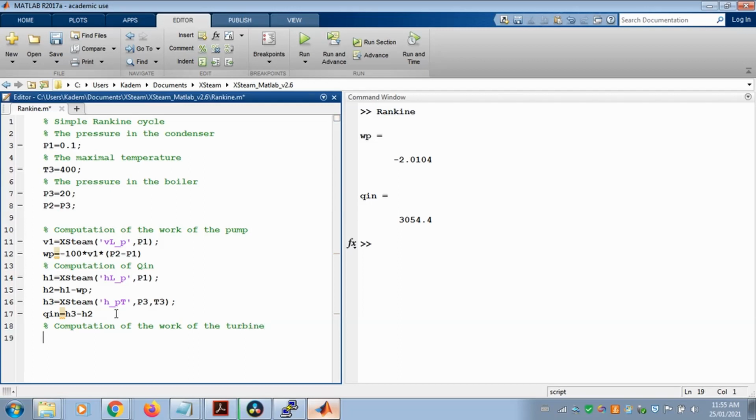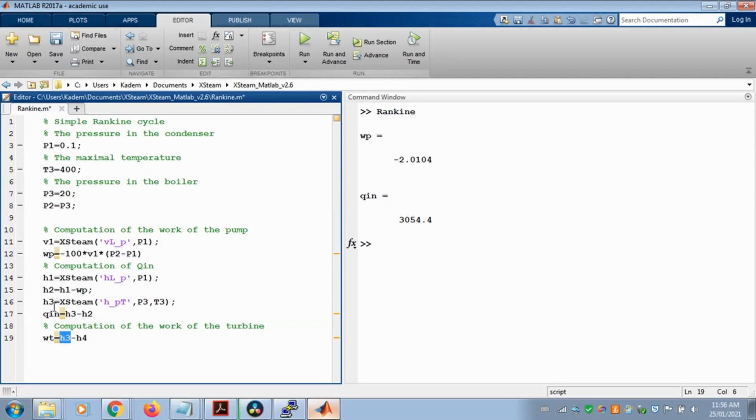What do we know again? Work of the turbine is equal to what? Following the first law of thermodynamics, we know that work of the turbine will be equal to H3 minus H4, okay? So obviously here we are neglecting the variations in potential energy, kinetic energy, and we are assuming that the turbine is isentropic. So do we know H3?